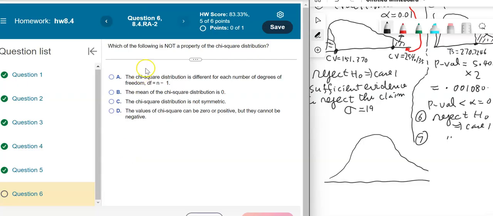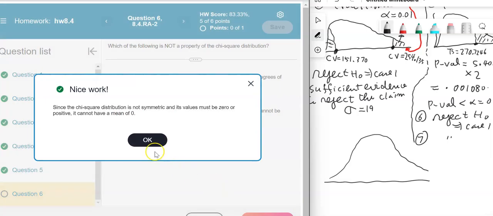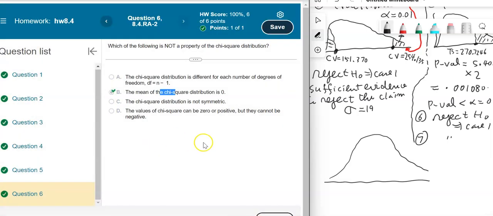Which of the following is not a property of the chi-square distribution? The chi-square distribution is different for each number of degrees of freedom, which is true. The mean of the chi-square distribution, no, that's not true. The mean is not 0. Okay. All right. That's the end of it.